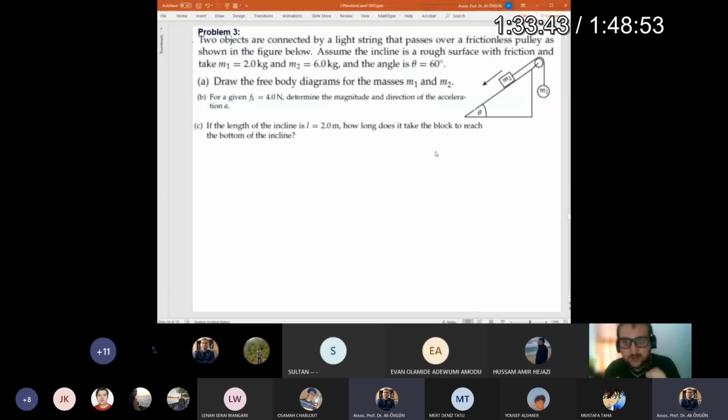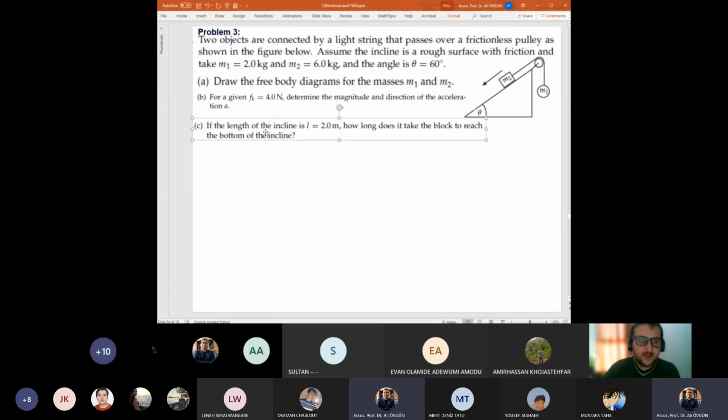Okay, thank you. Frictionless pulley as shown in the figure below. Assume the incline is a rough surface with friction, and take M1 as 2 kg and M2 as 6 kg, and the angle is 60 degrees. Draw the free body diagram for the masses M1 and M2. For a given Fk of 4 Newton, find the magnitude and direction of the acceleration a. And then, if the length of the incline is 2 meters, how long does it take the block to reach the bottom of the incline? Okay, so now let's solve it.